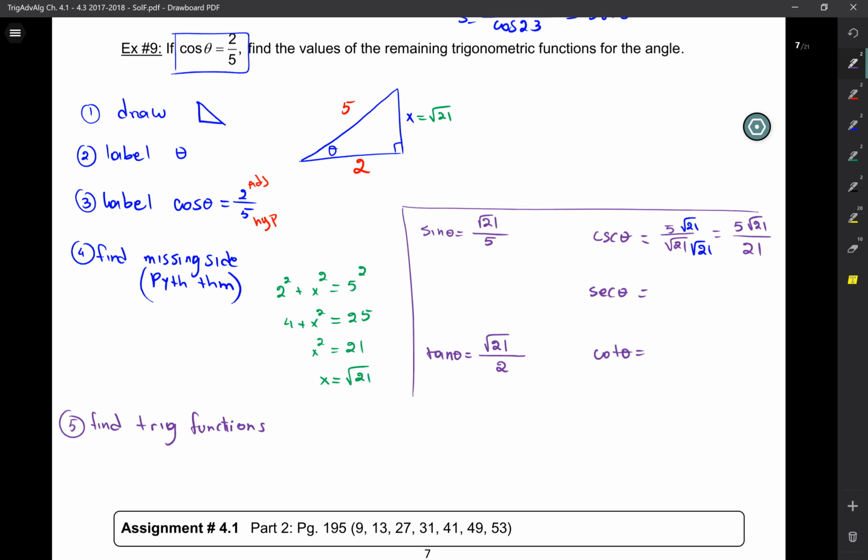Okay? For secant of theta, what am I going to flip? What am I going to take the reciprocal of? Of this one, so I make it 5 over 2. And here, 2 over root 21. How much will that be if we just go to the final answer? 2 root 21 over 21. If you need to write down that you multiply top and bottom by root 21, that's totally fine.